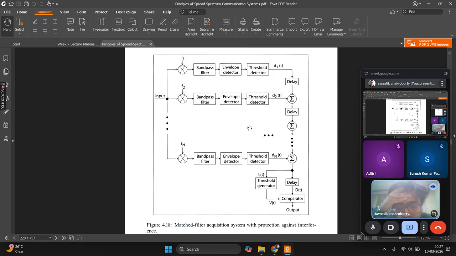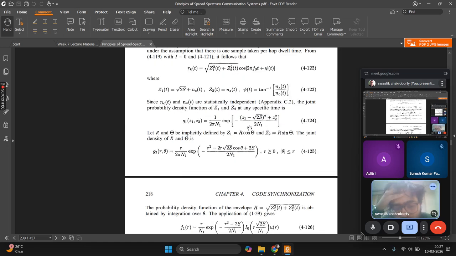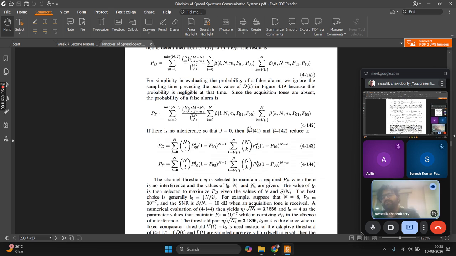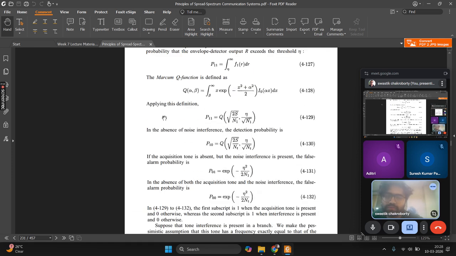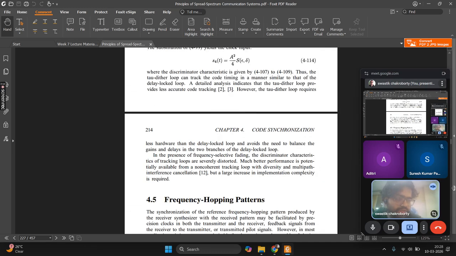So this is the match filter acquisition for frequency hopping spread spectrum that we have discussed today. That will be all. If you want to see the derivations, they are given in this book, Principles of Spread Spectrum Communication Systems by Don Torrieri. If you search, you will get the PDF.